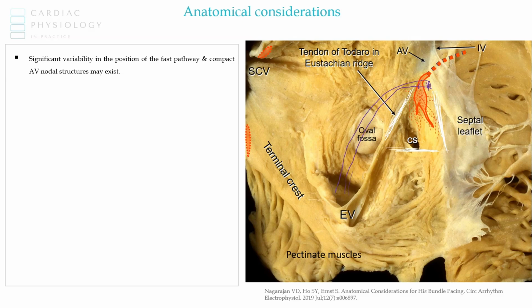And so we'd expect the fast pathway to be anteroseptally located in about 85-90% of patients. And so we'd expect fast pathway location to be anteroseptal relative to the tendon of Todaro. And we'd expect the slow pathway to be posteroseptal, where it's posterior to the septal leaflet of the tricuspid valve, but anterior to the coronary sinus ostium.